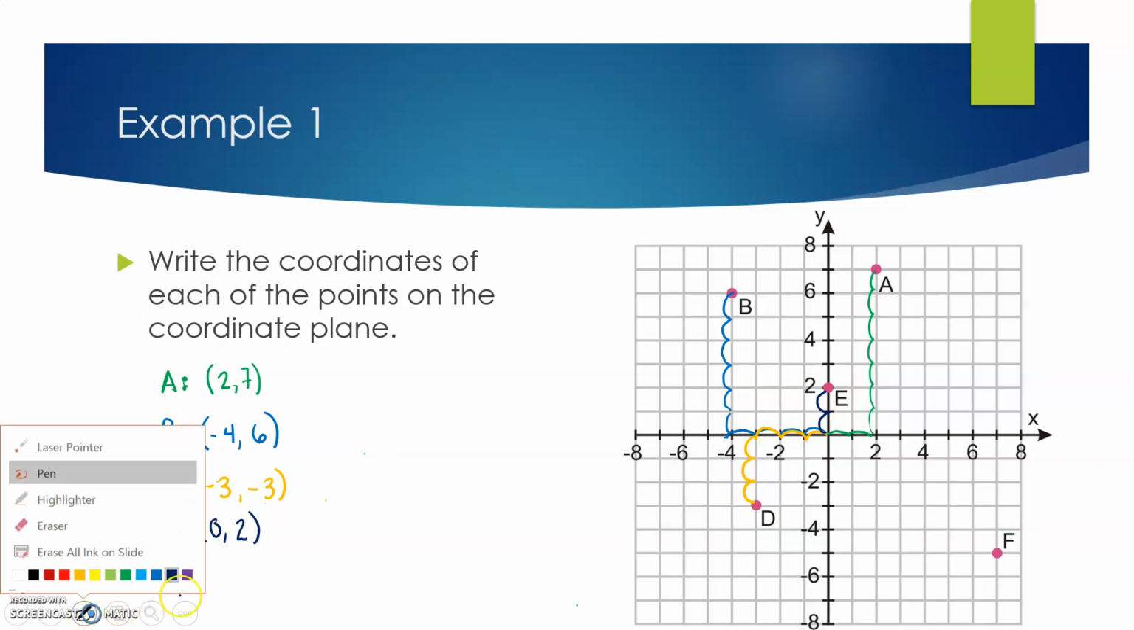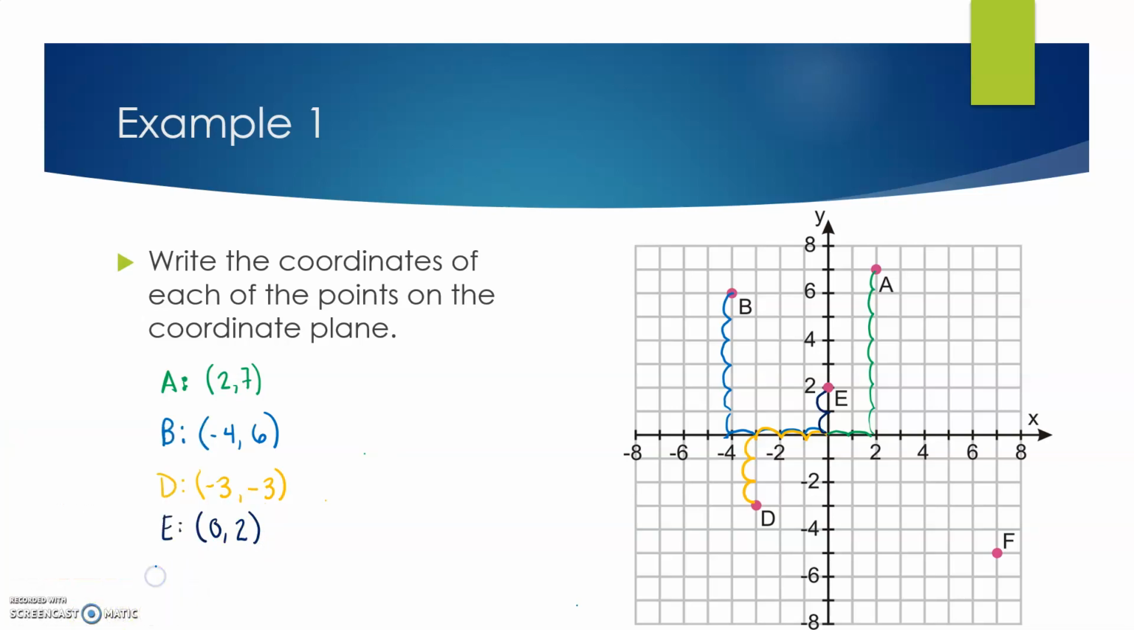Finally, I have F. And so F, I already used that color. Oh, wait, yeah, that's fine. I'm going to move 1, 2, 3, 4, 5, 6, 7. 1, 2, 3, 4, 5. I moved positive 7 in the x direction and negative 5 in the y direction.